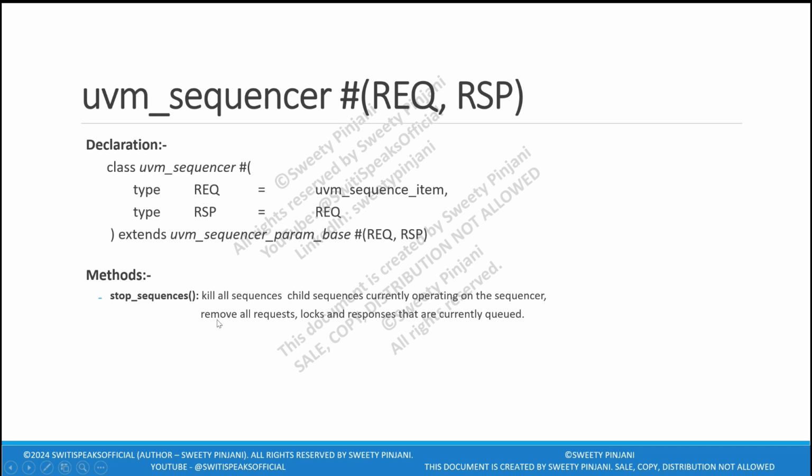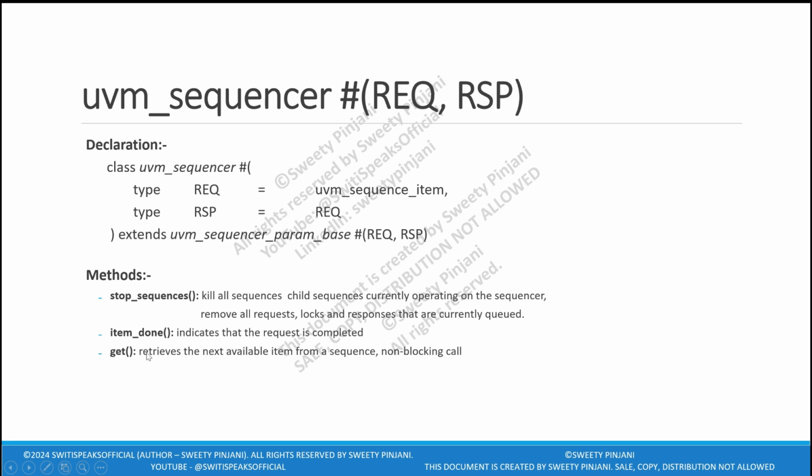In addition to this, it also removes all request locks or responses that are currently queued for that particular sequencer. You are killing all the sequences and you are also removing the request, locks, responses, everything you are removing when you are calling stop sequence because you don't want anything which is related to sequence. Then the next thing is item done. This is an indication that your request has completed.